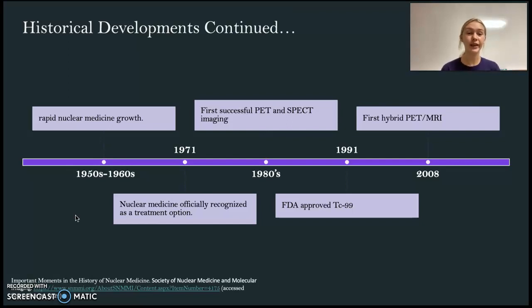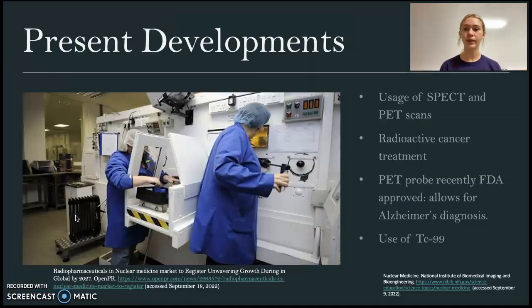And then in 2008, the first hybrid PET and MRI was developed, and this is also significant because scans cost a lot of money as it is, and if you can do two at the same time, it is time efficient. So that is important as well.